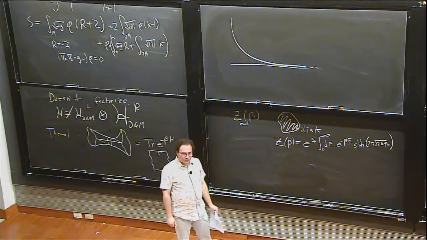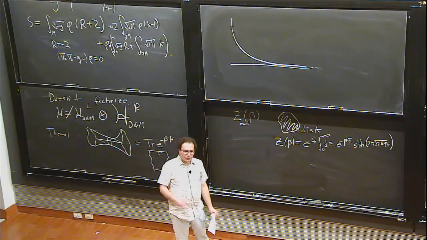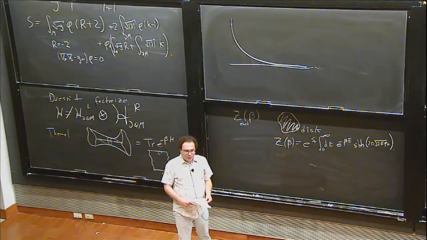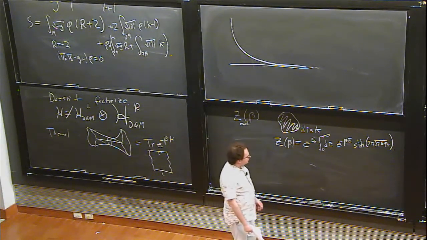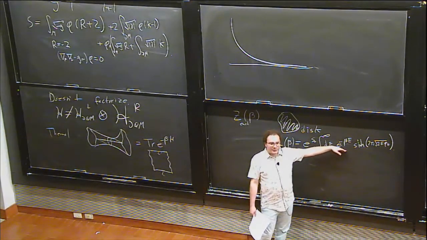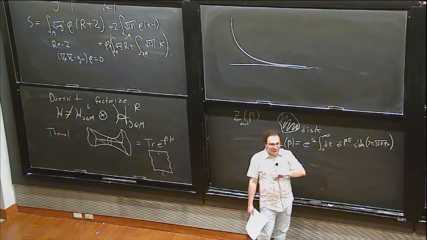That's true. I'm not sure what you mean by better in this case. I mean, this answer looks like the black hole, like the Bekenstein-Hawking answer. It's also finite, whereas the other answer is infinity, and it doesn't have the structure of the Bekenstein-Hawking answer.